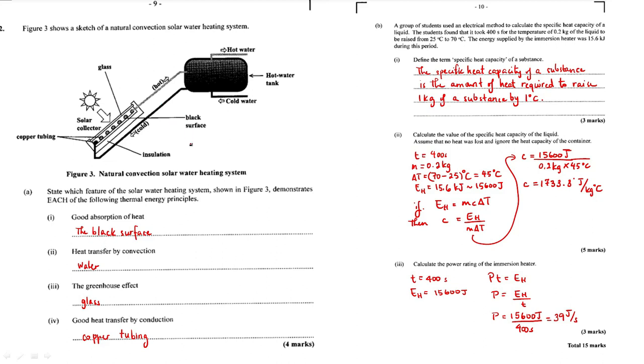So for good absorption of heat to make the water hot, a black surface was used. Black absorbs heat really well. And then it says heat transfer by convection. Now, convection is one of the ways that heat can be transferred. The heat in this case is transferred via fluids, via matter. The fluid could either be a gas or a liquid, and in this case, it was water. Here we have some water, and we see that the water gets really hot. So by convection currents, the heat was able to be transferred to the water.